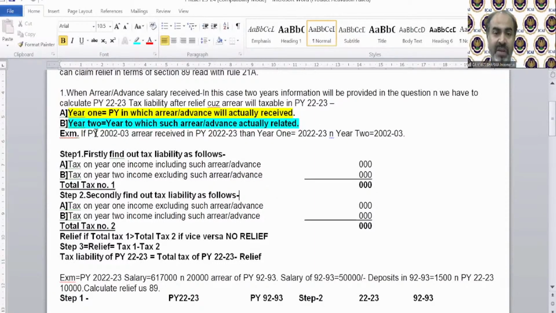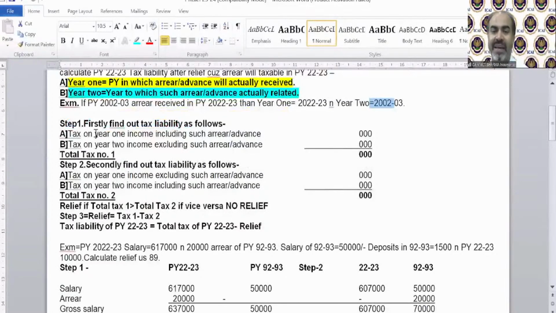For example, if the arrear of previous year 2002-03 is received in previous year 22-23, then year 1 will be 22-23 and year 2 will be 2002-03. Clear? Now step 1 says what? These steps are just to make you understand, but the provision is very simple. Firstly, find out tax liability as follows.